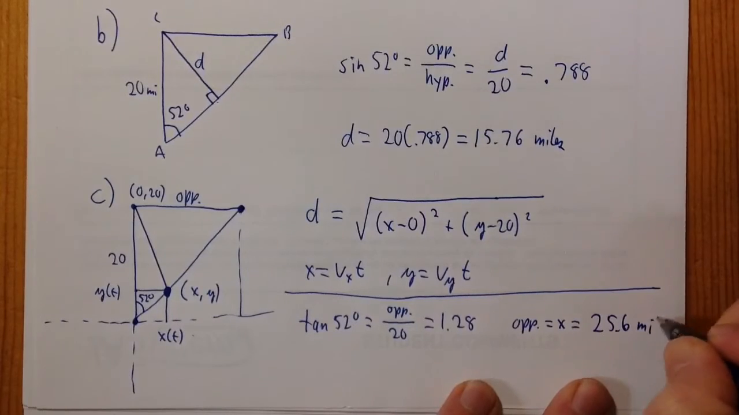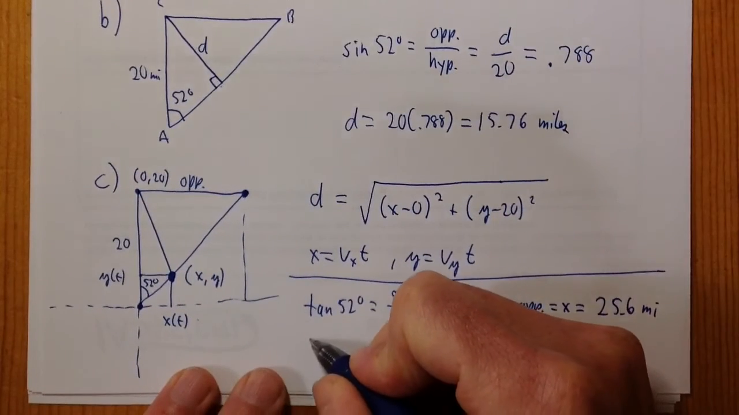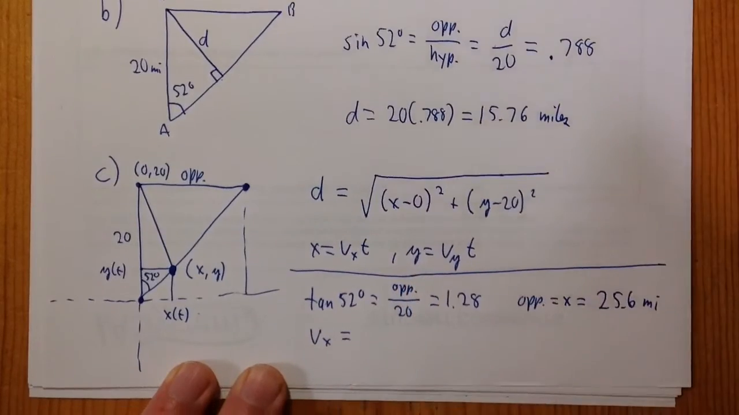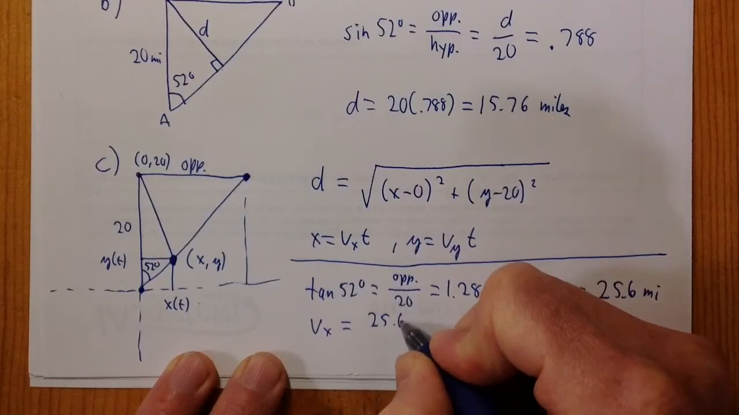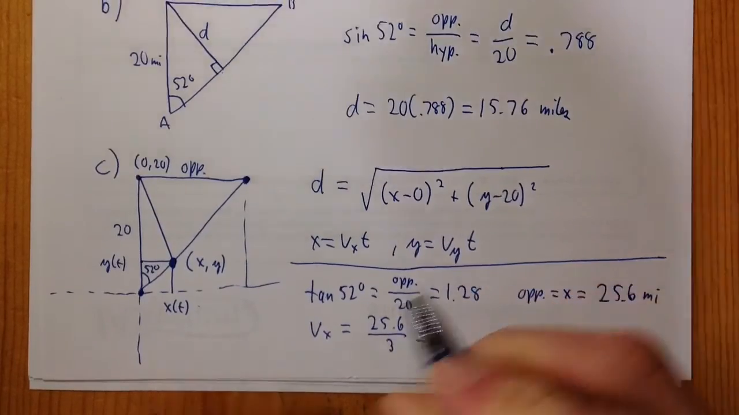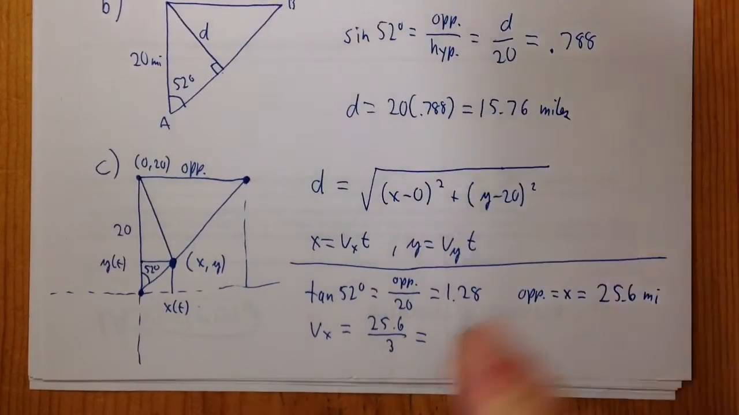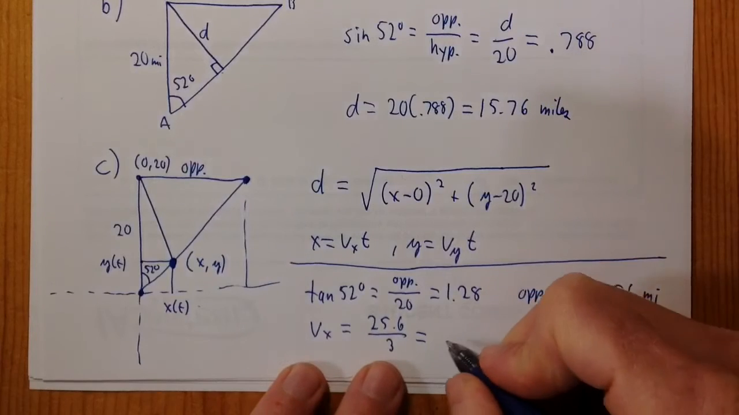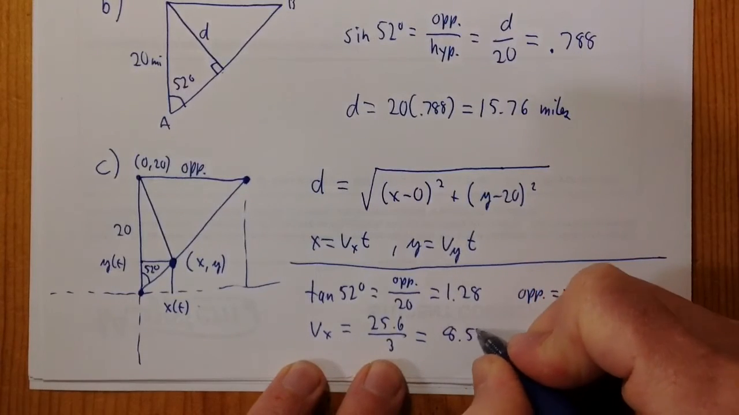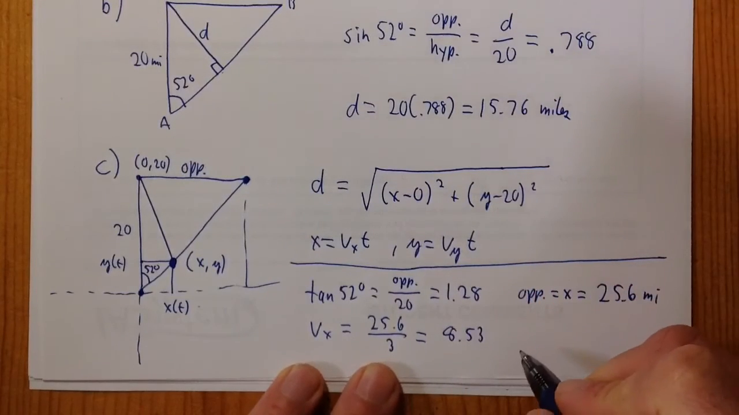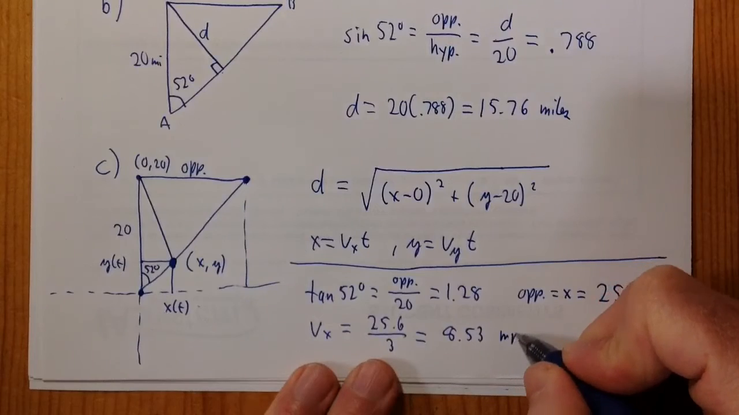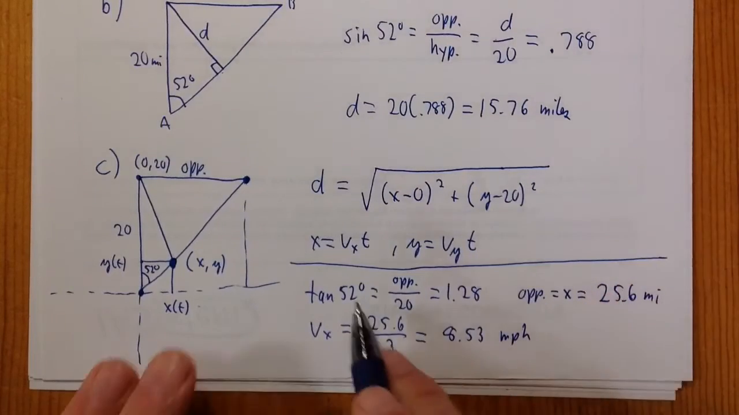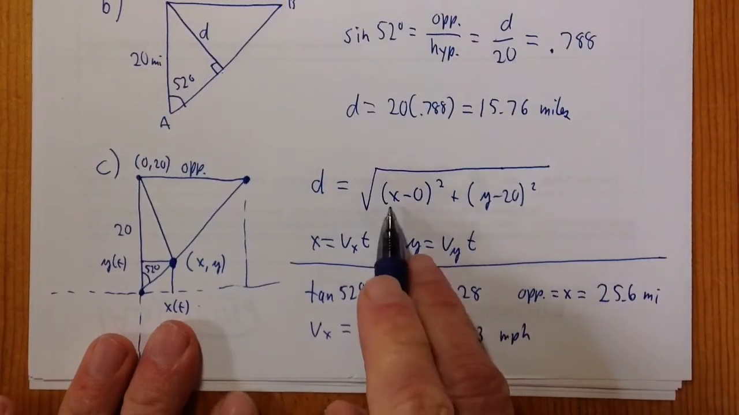25.6 miles. It does that in 3 hours. So Vx is 25.6 divided by 3. Divide that by 3, I get 8.53, close enough. 8.53 miles per hour. We know that's in miles per hour, and time will be in hours. I'll write it out, but that's our Vx. Now we need to find Vy, and then we know x and y.